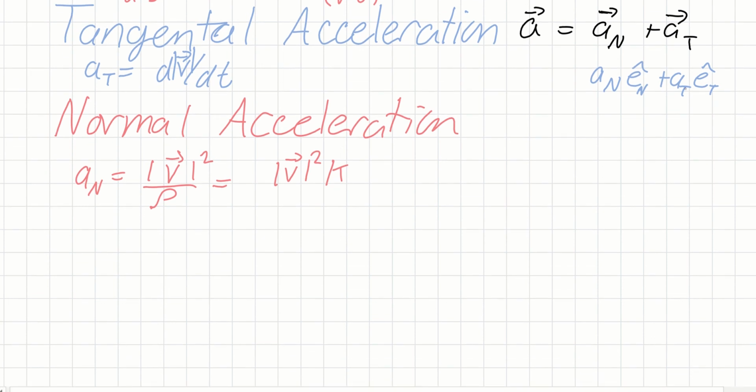So you put these in the en and the et direction. We'll say et is going to be going this direction. So that's a sub t, in the tangential direction. And then we'll have normal acceleration going downward.